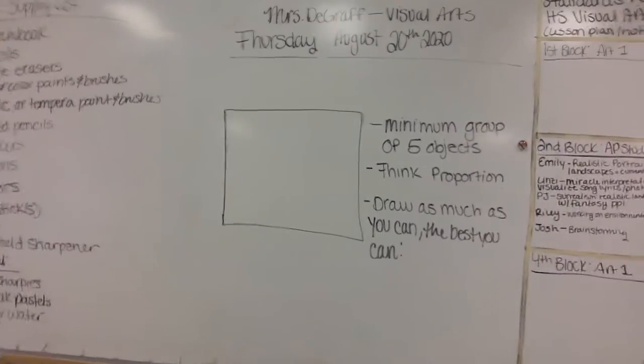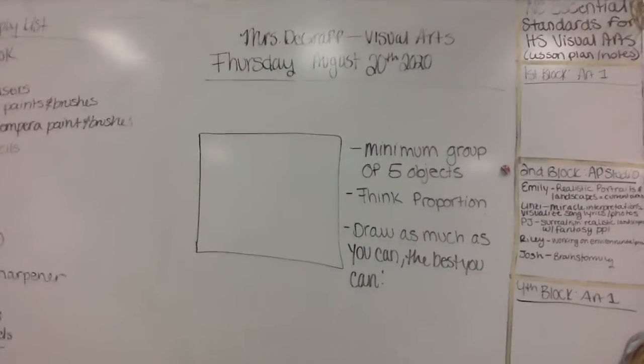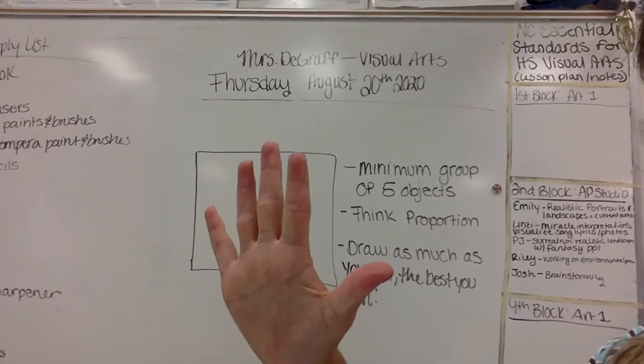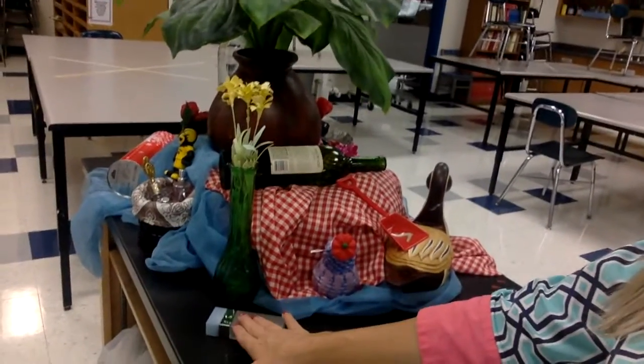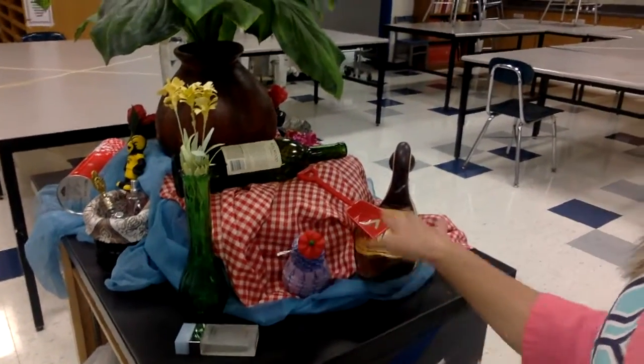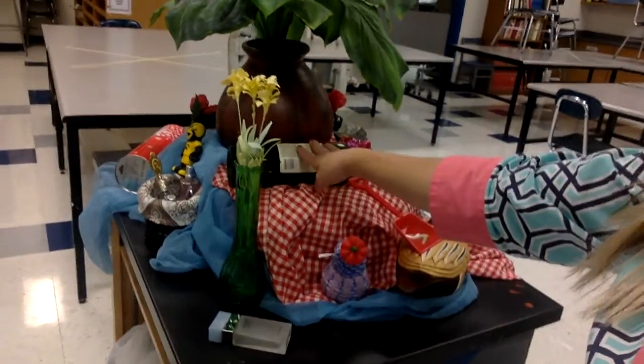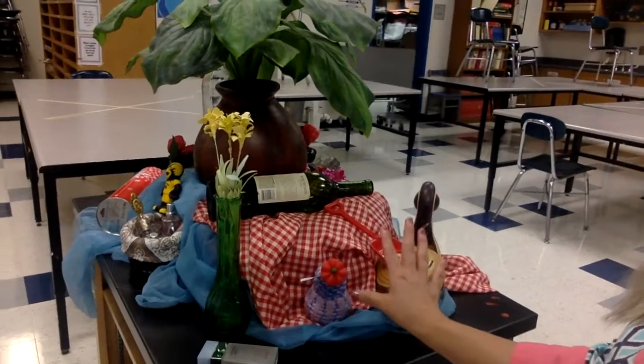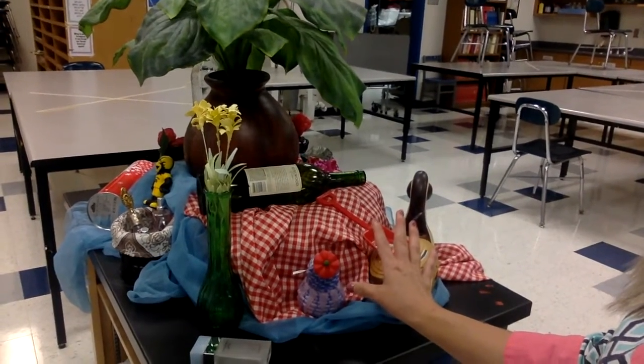Okay, so what you're going to do, here are your instructions. I'll upload these as well. You need to pick a minimum of 5 objects, okay, in a group. So let's go back to the still life. So if I do this section right here, I'm going to maybe choose to draw this, this, this, this, and this. You can add in this, you can add in this, but I wanted you to do at least a minimum of 5, okay? Hopefully that makes sense.